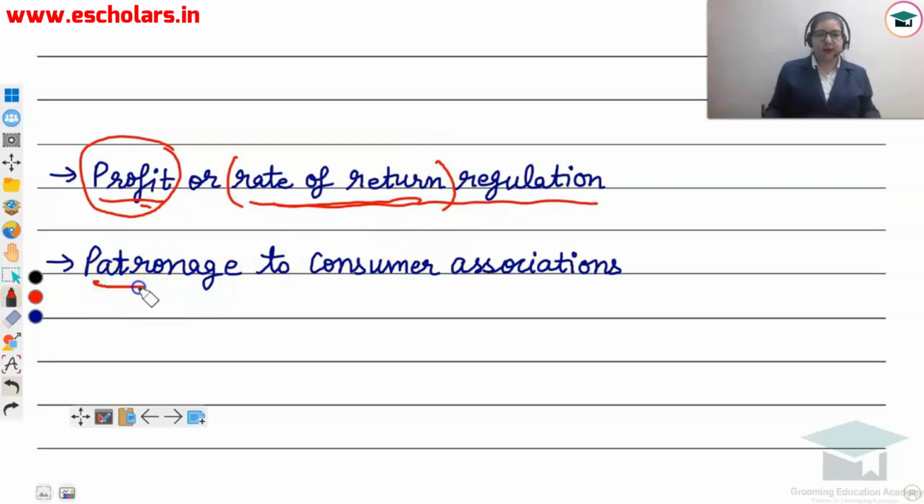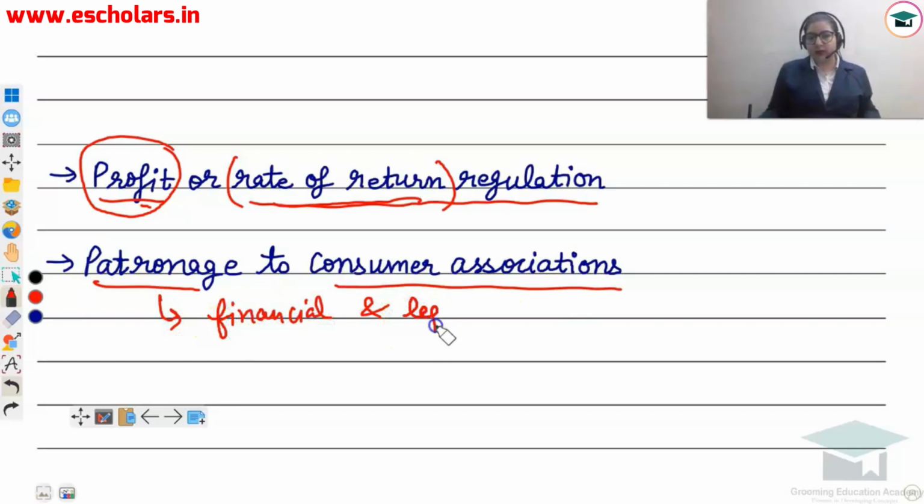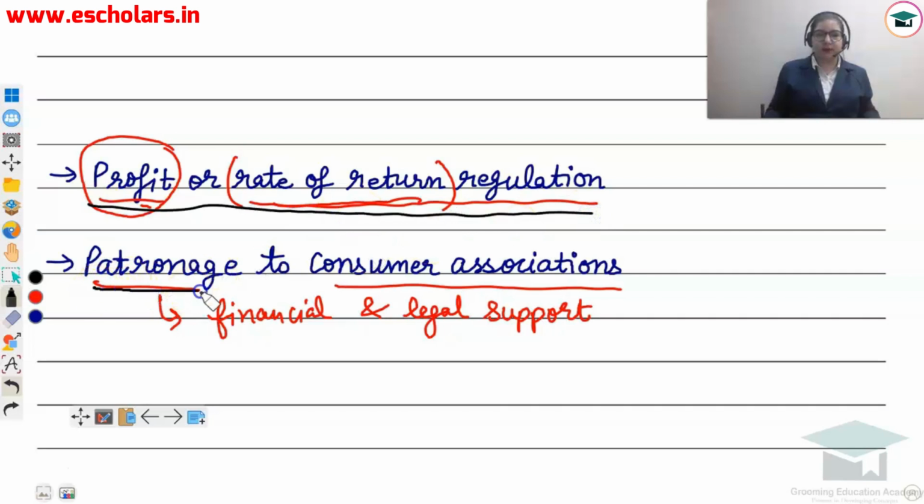Okay. Next, patronage to consumer associations, that is giving financial and legal support to organizations that work in the interest of the consumers. So let's recall it till now. Profit or rate of return regulation, patronage to consumer associations.